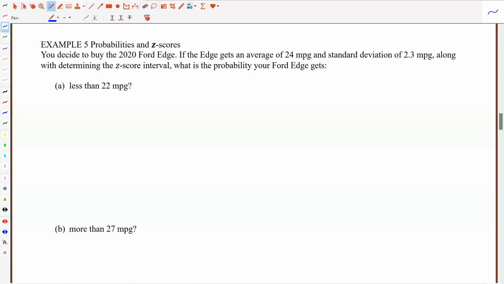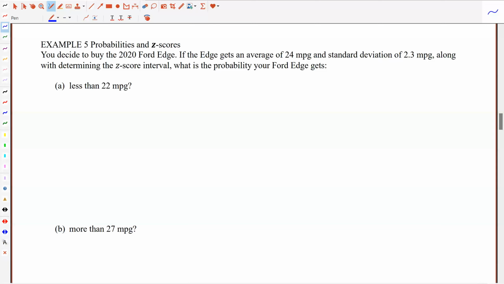In this example, we are going to look at a data set where we're given the mean and the standard deviation of that data set, and it's going to be normally distributed, and we are going to find certain probabilities. The way that we're going to do that is we're going to take the data values and turn them into z-scores and then use a table to find the area under the curve, where the area corresponds to the probabilities that we want to find.